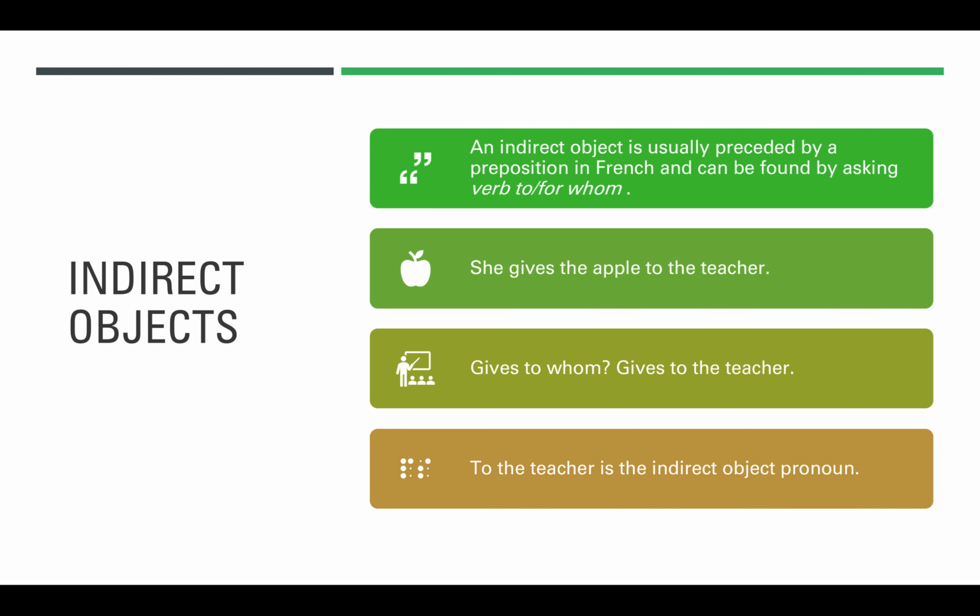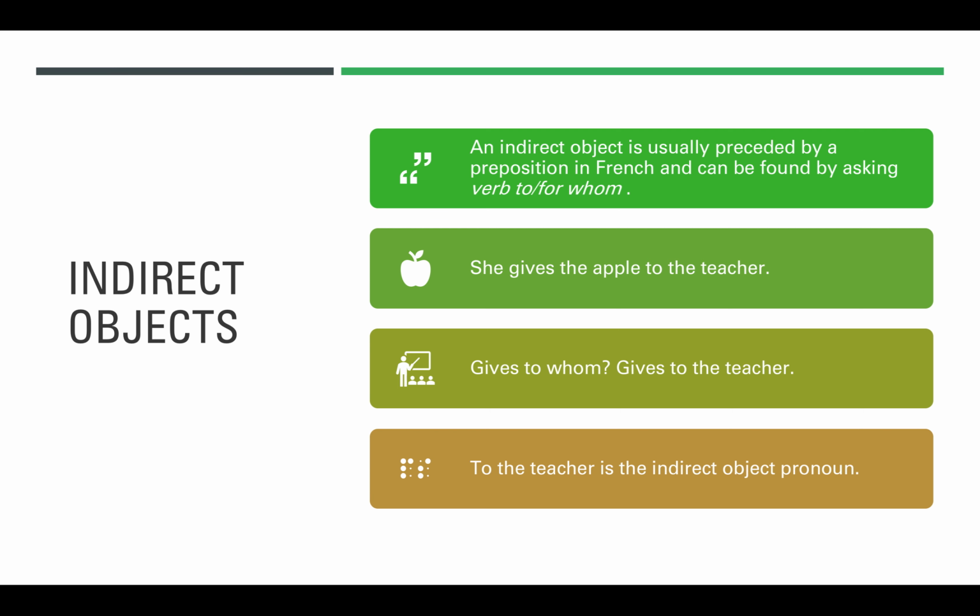So let's start with indirect object pronouns are usually preceded by a preposition in French. I'm sorry, the indirect objects, not the pronouns itself, because we're going to replace those objects with the pronouns. But they're usually preceded by a preposition in French and can be found by asking verb to or verb for whom. And I say whom and not what because for our purposes, an indirect object can only be replaced with an indirect object pronoun if it is a person or an animal.